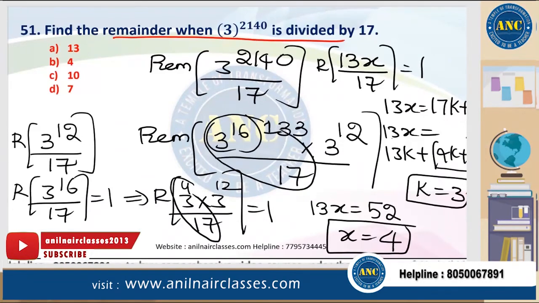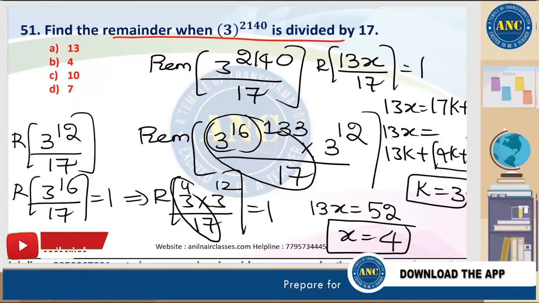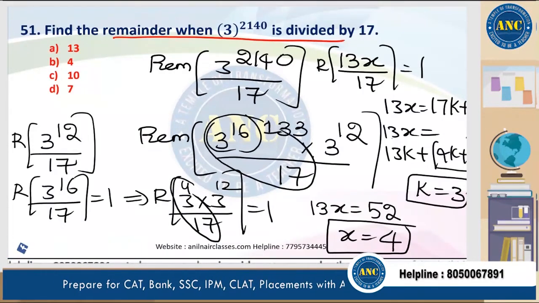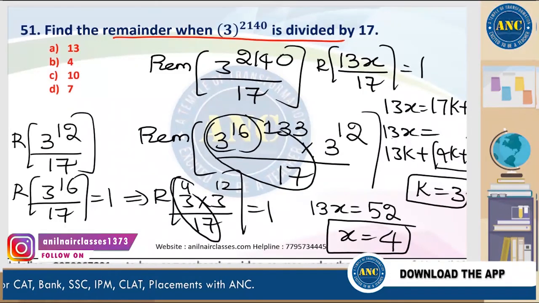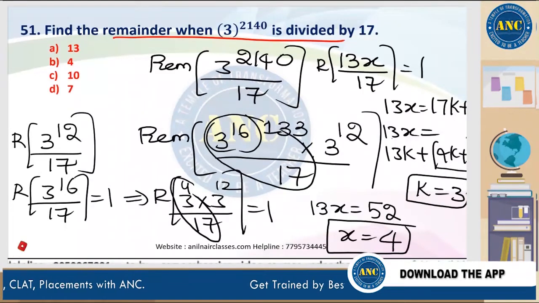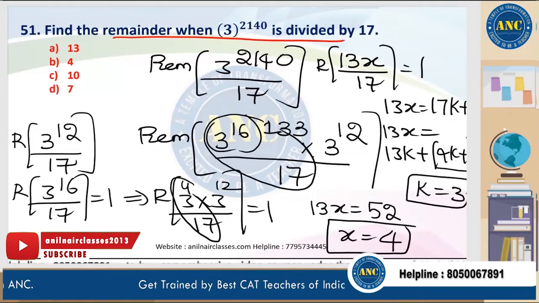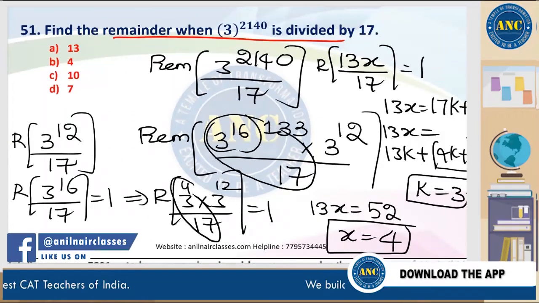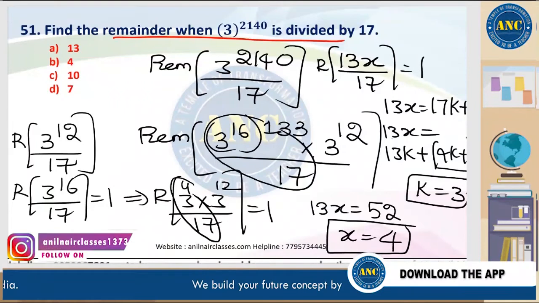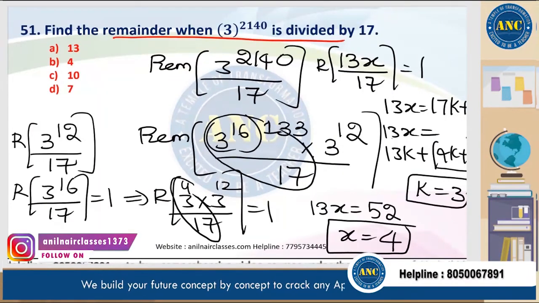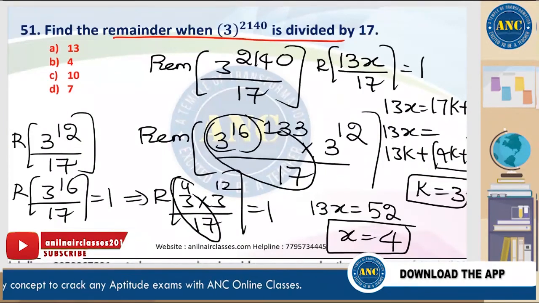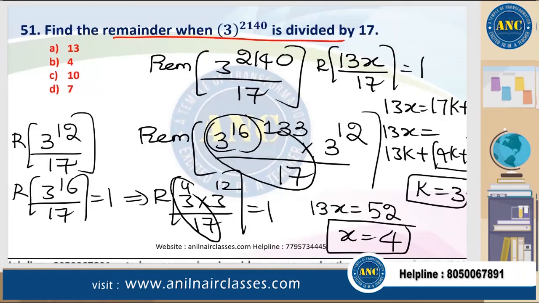3 power 2140 divided by 17. If the denominator is a prime number, the numerator will be 3 power 16 power 133 into 3 power 12. 3 power 16 by 17 is 1. 3 power 12 by 17: use the backtracking method which I taught you. 3 power 4 into 3 power 12 by 17, so 3 power 4 by 17. 81 by 17, 17 4s are 68, remainder 13. 3 power 12 by 17 I require.